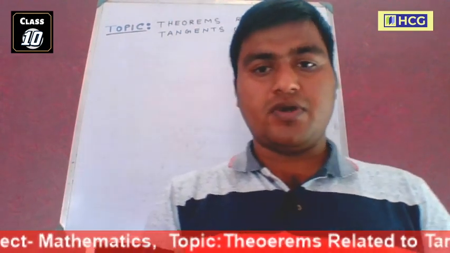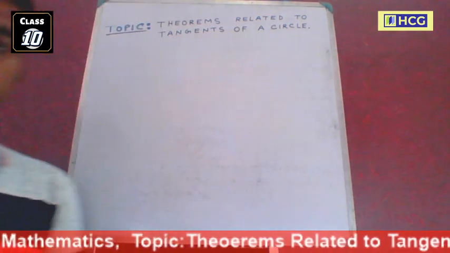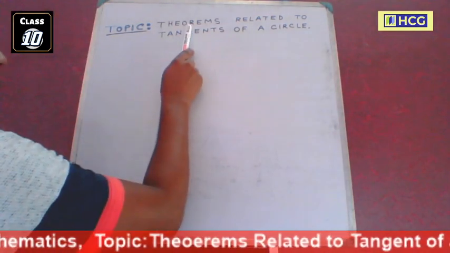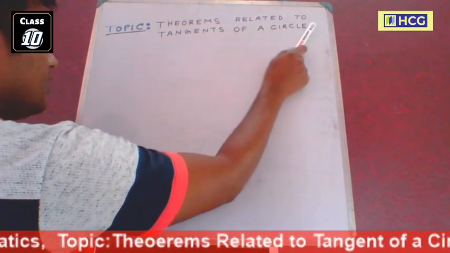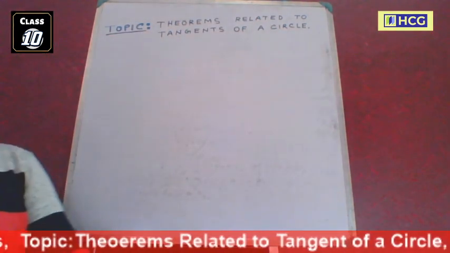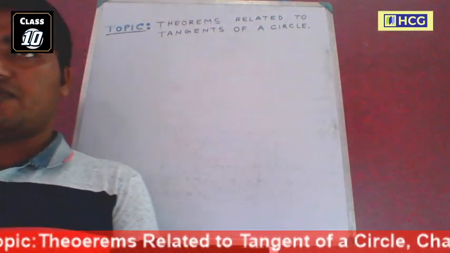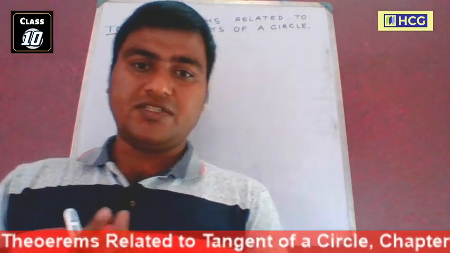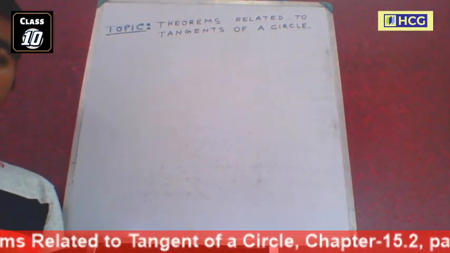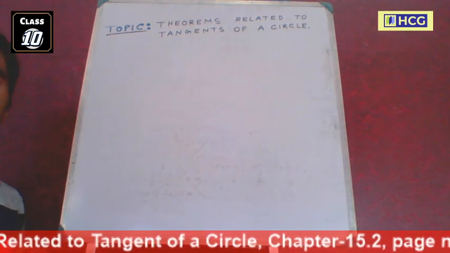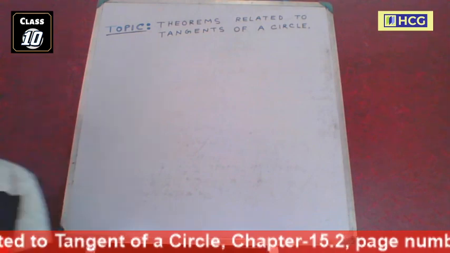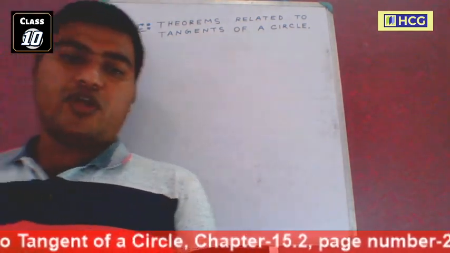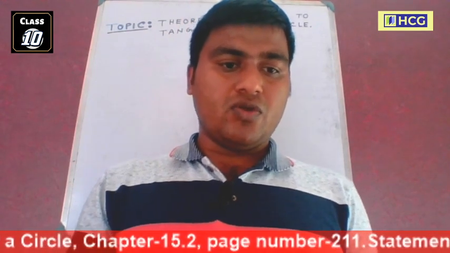This class is for class 10 of West Bengal Board, and today's topic is theorems related to tangents of a circle. In previous class, we already discussed a theorem of this chapter. The statement of the theorem was the radius and tangent of a circle are perpendicular at the point of contact. Today we will do two theorems of this chapter.